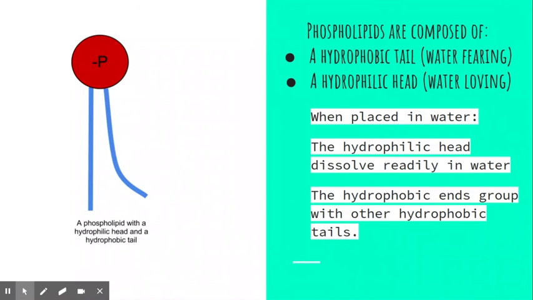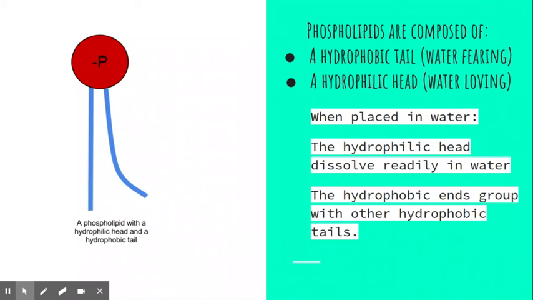So let's talk about what is making up our cell membrane. This is called a phospholipid. It has a hydrophilic head and a hydrophobic tail. What the heck does that mean? Hydro means water. Phobic means fear. Philic means love. So when we say we have a hydrophobic tail, we have a water-scared tail.